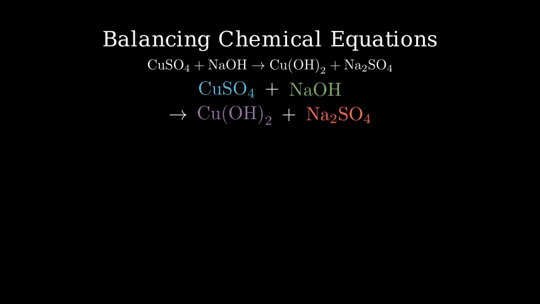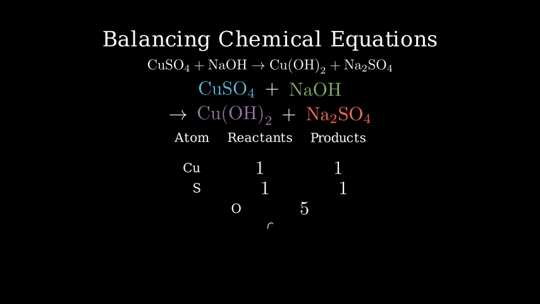Now, let's count the atoms on each side of the equation to see if it's balanced. For copper, we have one atom on each side. For sulfur, we have one atom on each side. For oxygen, on the reactant side, we have 4 from CuSO4 and 1 from NaOH, making 5 oxygens. On the product side, we have 2 from Cu(OH)2 and 4 from Na2SO4, making 6 oxygens.